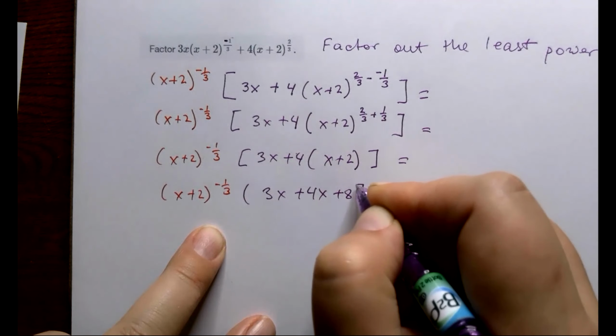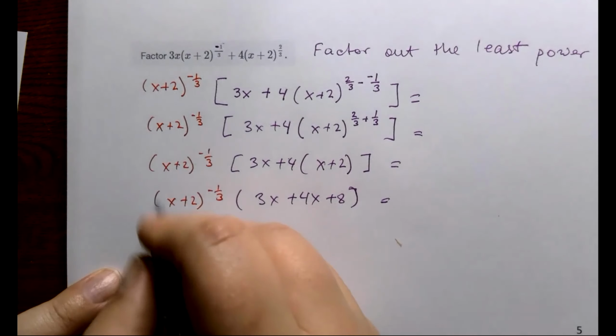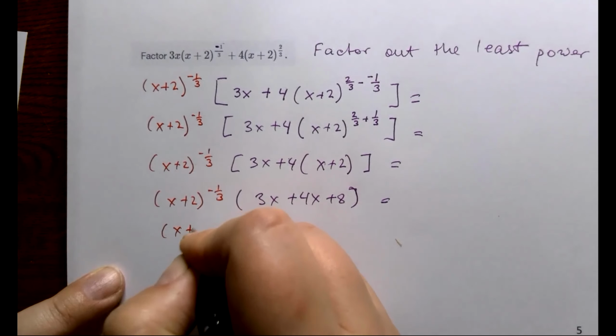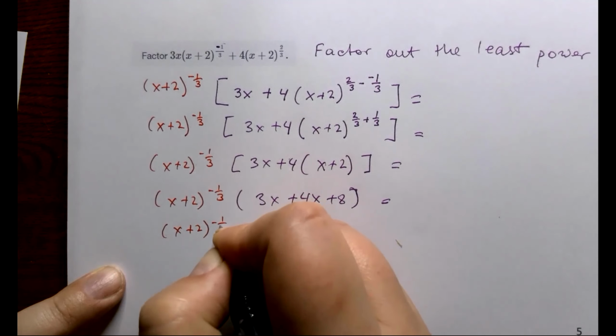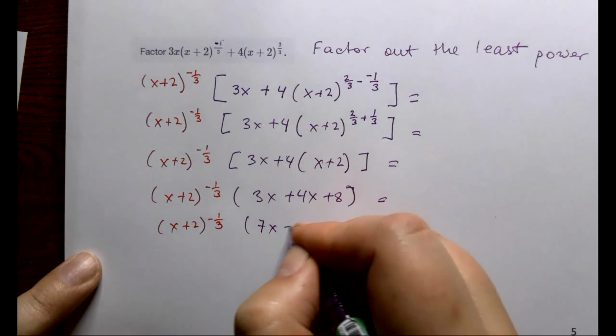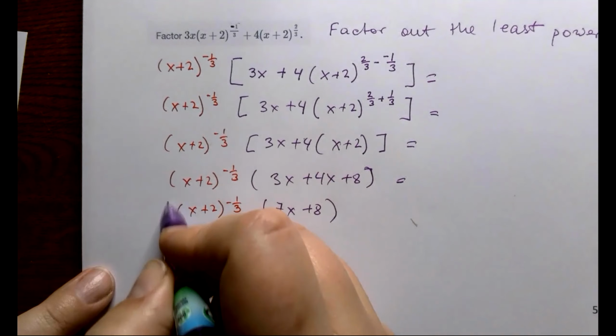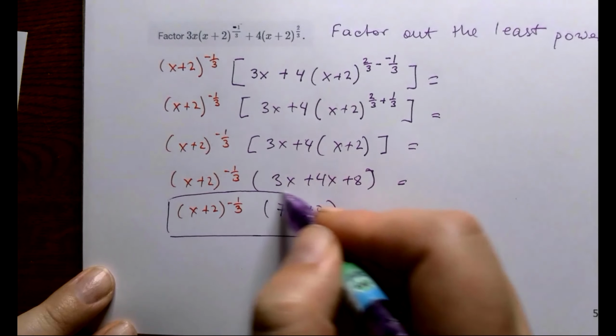Okay. So combining 3x and 4x, we have 7x plus 8, and this is it. This is your final factored form.